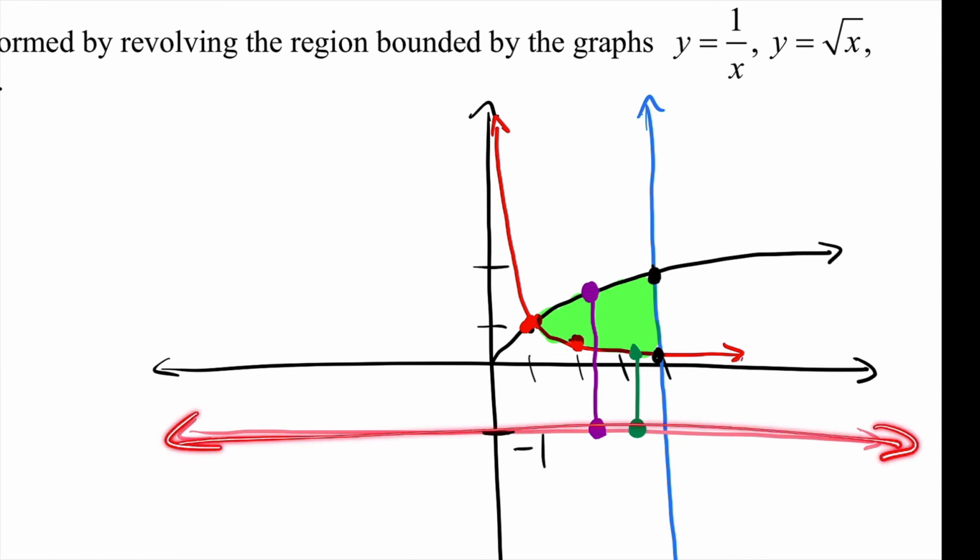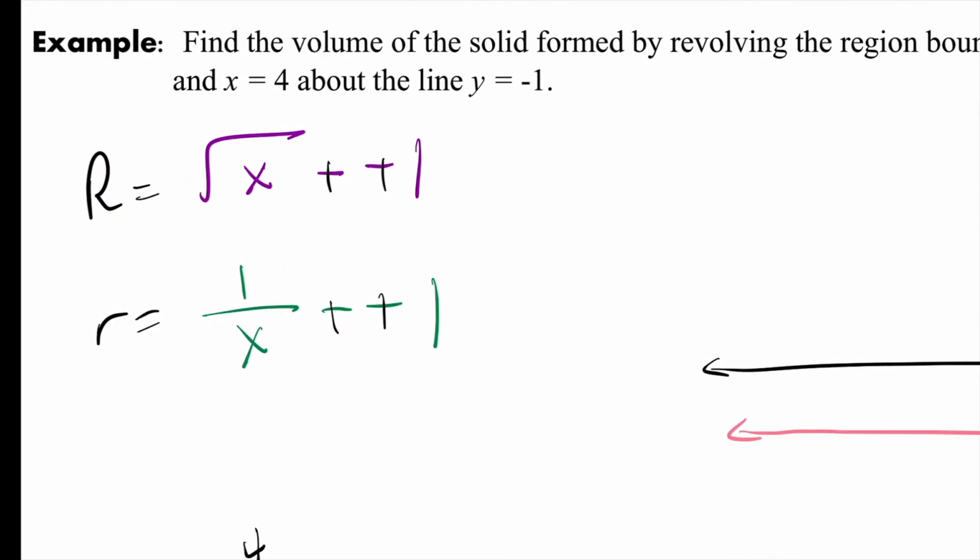Draw your axis of revolution and go from there. Once I did that, I found big R was the square root of x minus negative 1. Little r was 1 over x minus negative 1. So that just became plus, plus.